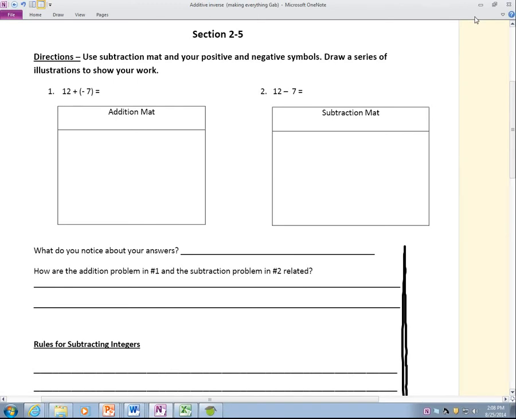We're going to talk about how it's much easier to visualize adding and subtracting integers, or dealing with integers, when we are just getting it to be addition. So this is another time that we're going to be using one of these mats.